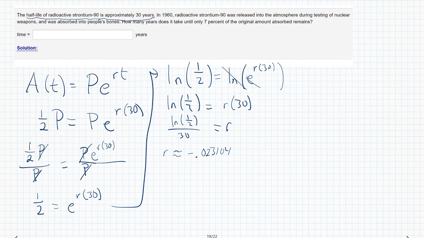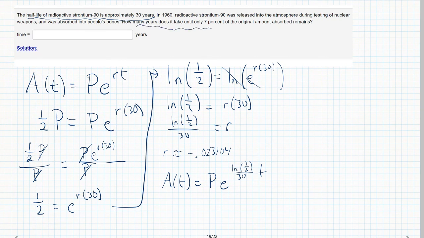But so now, what does that mean? It means our model is A of t equals P times e to the natural log of 1/2 over 30. Just make sure all this is in the exponent, and then we have a t up there. Now, with that in mind, what do we have to do here? How many years does it take until only 7% of the original amount remains?